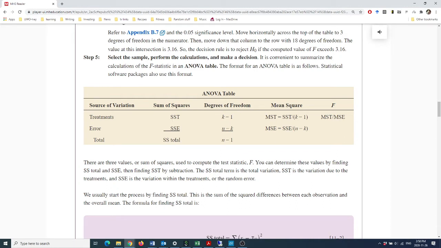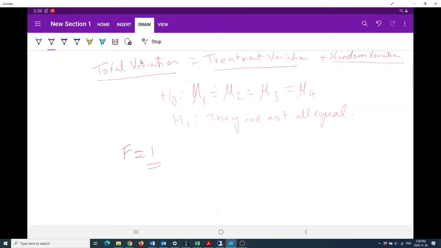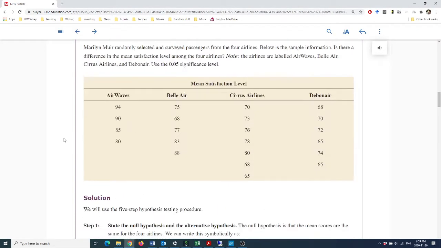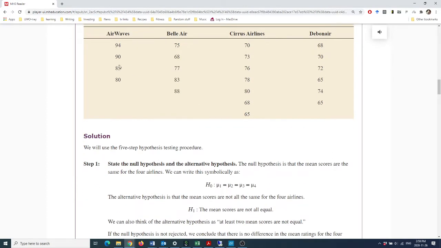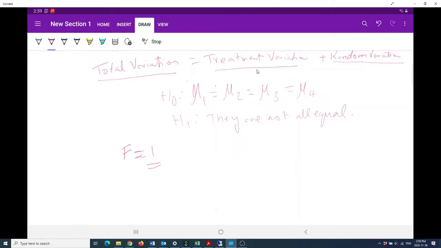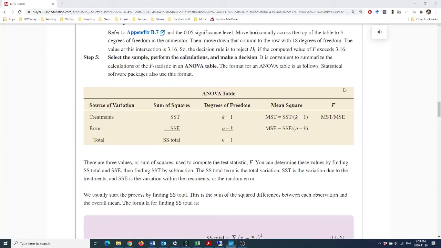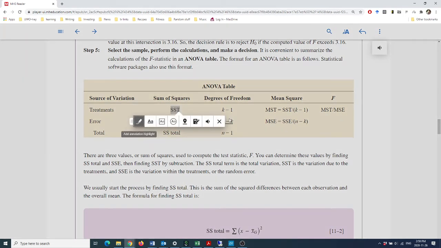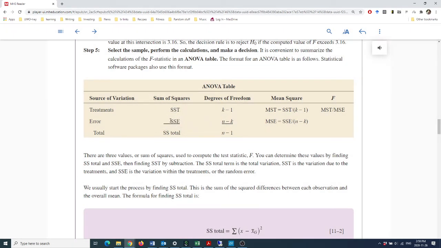So the first thing which we talked about over here, your total variation among all the observations, is the variance of the whole sample in some sense. So here it would be taking all 40 observations and just finding out the variance of this sample. That's your total variation. This total variation is going to be the treatment variation plus the random variation, right? So the first one, you find out the sum of squares for the treatments. And the second part is you find out the sum of squares for the errors.